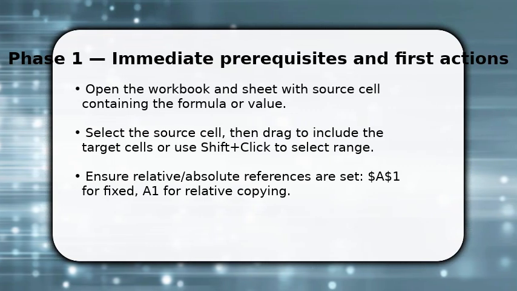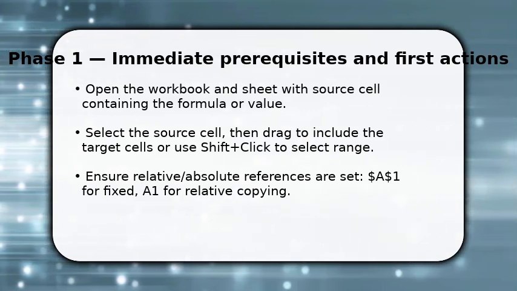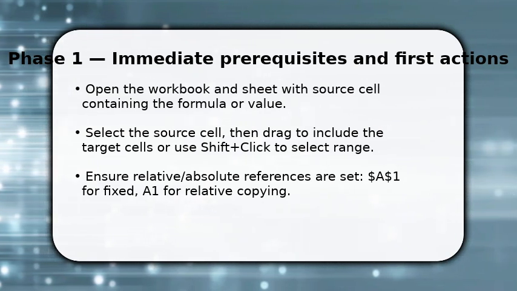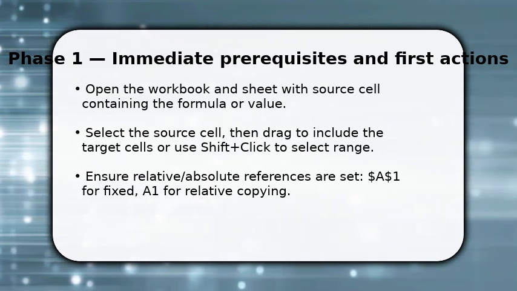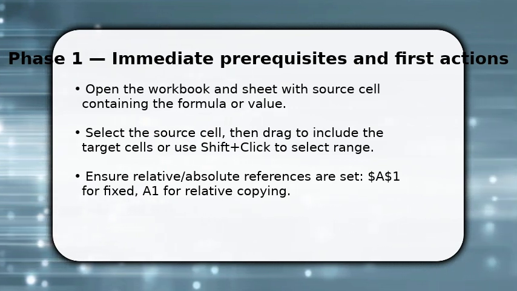You already have the sheet open, so start by choosing the cell with the formula or value you want to replicate. Select that source cell, then extend the selection downward to include every destination cell. You can drag, Shift plus click, or use Shift plus arrow keys.